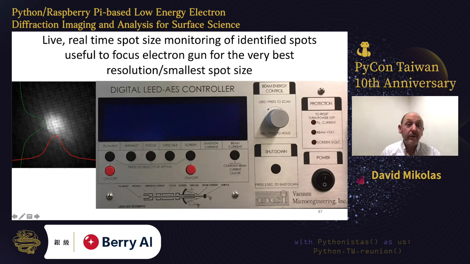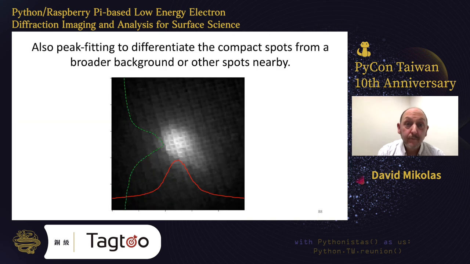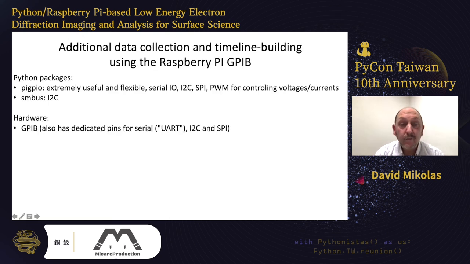And that's another thing that we can get off of these images, because there are several adjustments on the power supply that we need to optimize to get the smallest spots for the best resolution. And finally, also some peak fitting, because we're going to need to extract the spots separate from the background. Okay. And finally, using the general purpose interface bus to collect and control other parameters of the experiment.